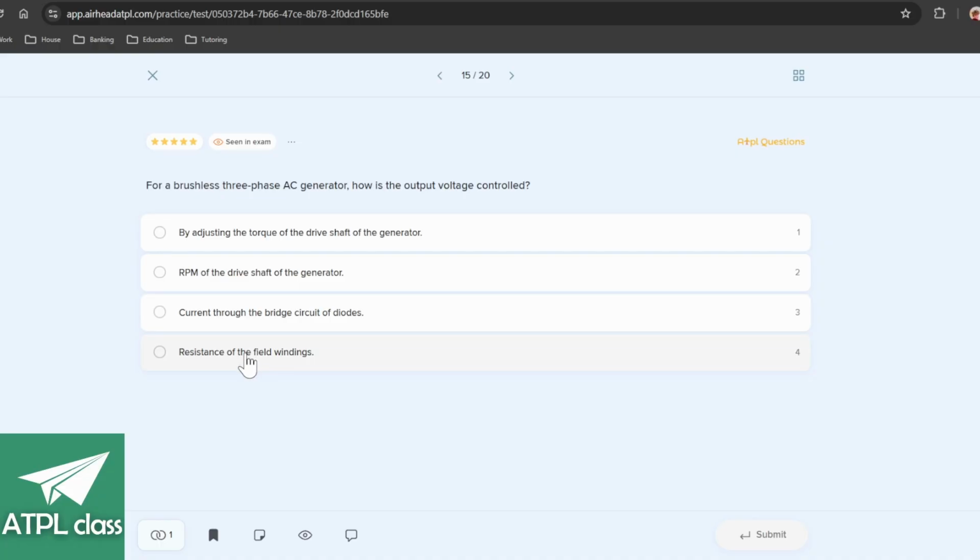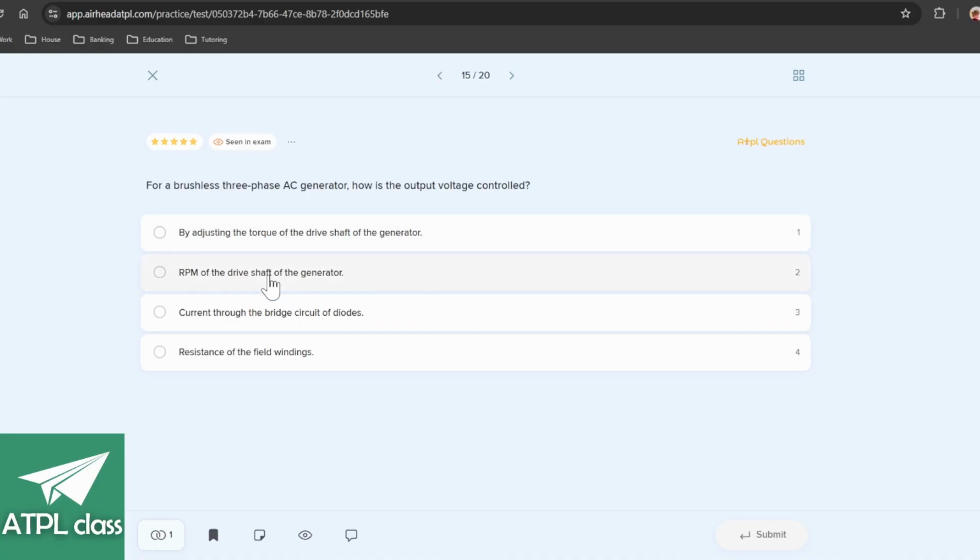Resistance would control the current flow. So if you increase the resistance, obviously the current will go down, not necessarily the voltage. So let's not go for that. Although they're all related, aren't they? But okay, so by adjusting the torque drive of the shaft generator, I don't think that makes any sense because you're just turning it with more force. The rotor RPM would do the frequency.